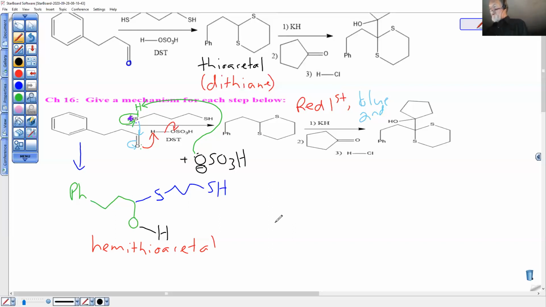All right, clearly OH has to go away. I don't see an OH here. How do you make OHs into better leaving groups? We've done it many, many, many times. Protonation is one way to do it. And you generated sulfuric acid so you could use it again.